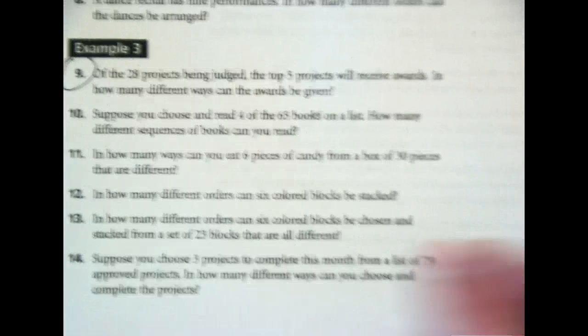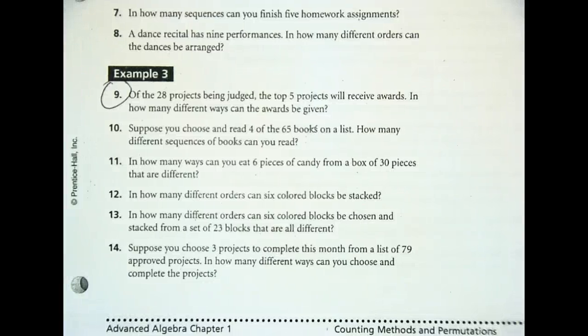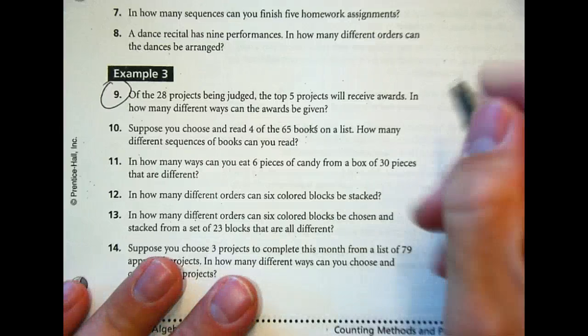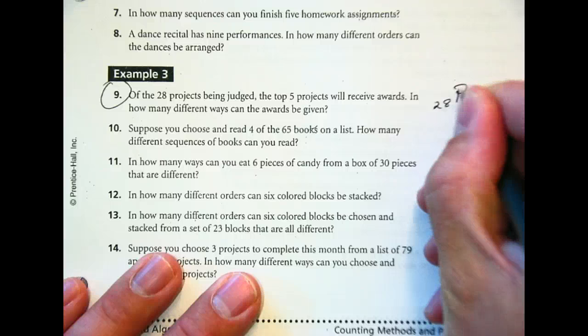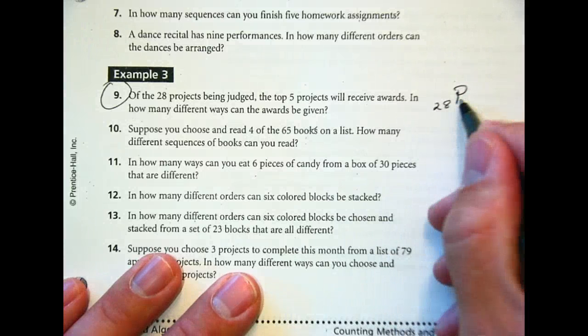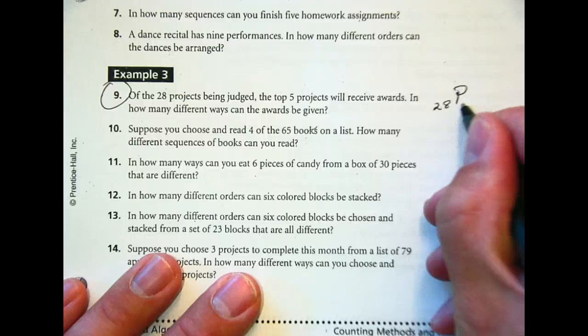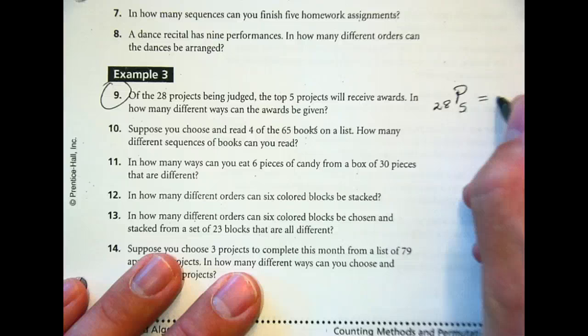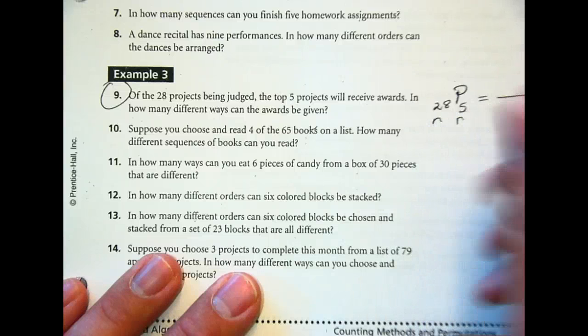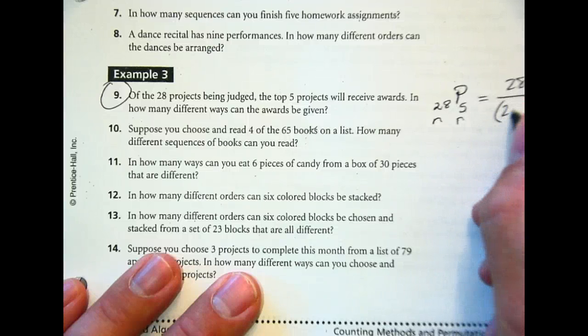All right, number 9. Of 28 projects being judged, the top 5 will receive awards. What are we using there? How many different ways can you give those awards? Permutations. Yes, that's a permutation. I have 28. I want to pick, and notice I say pick there. It doesn't mean combination, it means permutation. 28 pick 5 is nPr, right? This is n, this is r, so that's 28 factorial over 23 factorial.